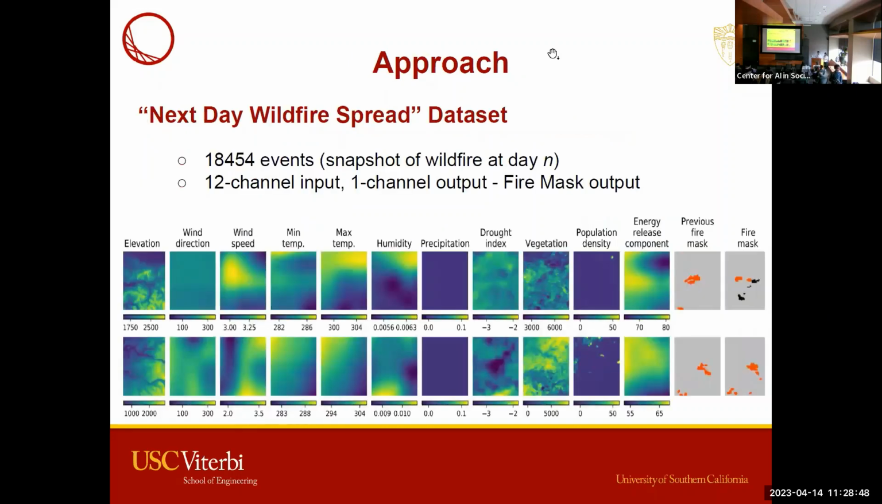So how do we go about this? There's a data set published by IEEE on next day wildfire spread. It has about 18,454 events, which are basically snapshots of wildfires at day N, consisting of 12 features, which include elevation, wind direction, wind speed, etc. So in our model, we take a 12-channel input that includes all of these features and output a one-channel output, which is basically a fire mask at day n+1. And this fire mask is basically a probability distribution of where fires could be at day n+1.